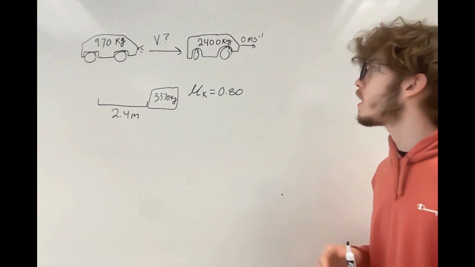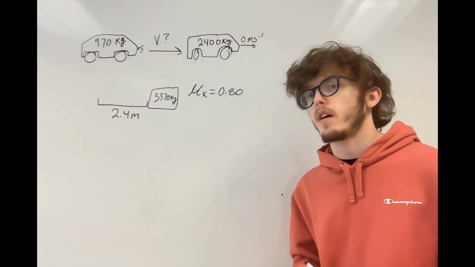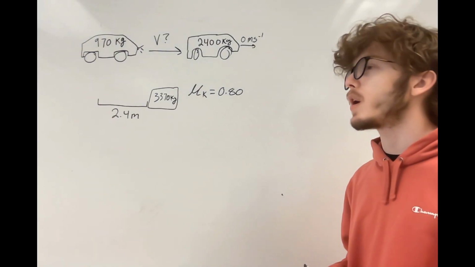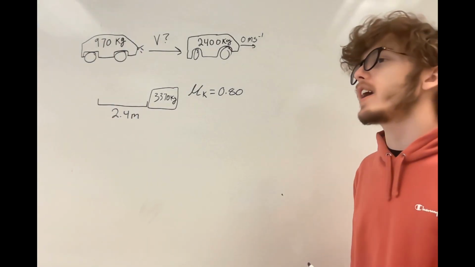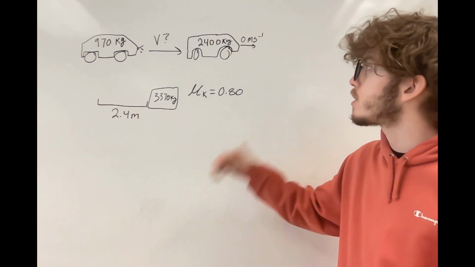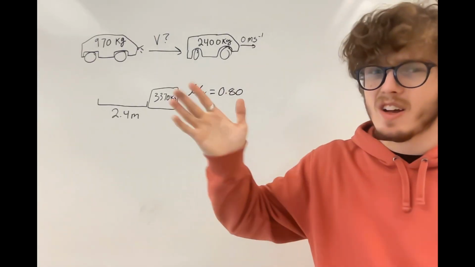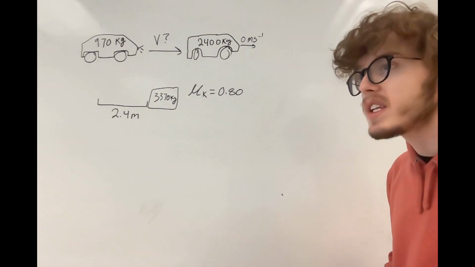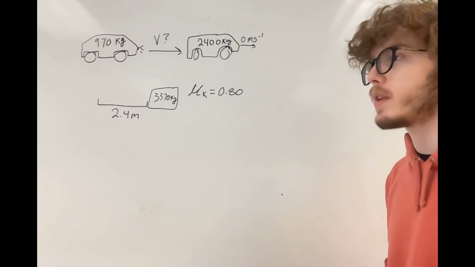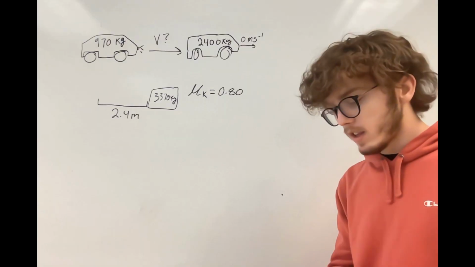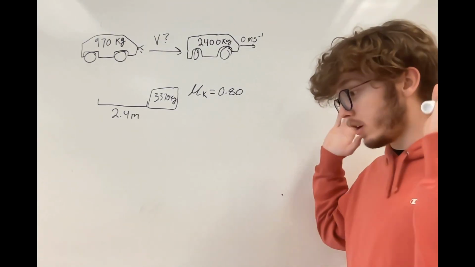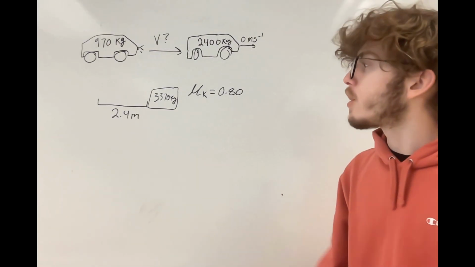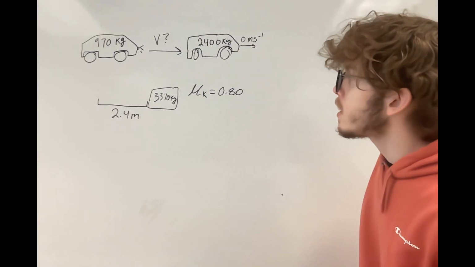We have a really interesting problem here with this question. There's a little sports car, 970 kilograms, that is going to slam into the back, moving at some velocity, of an SUV of 2,400 kilograms at rest at a stoplight. You can imagine that idiot on his phone, texting, oh shoot, I hit the car in front of me. The car moves 2.4 meters.